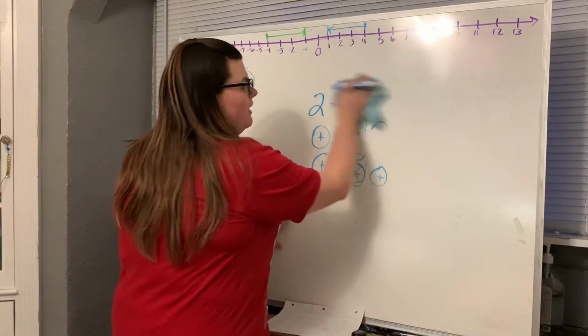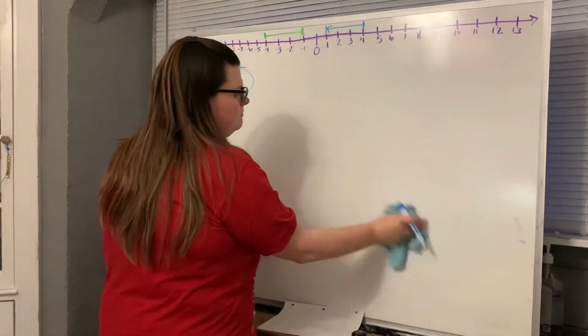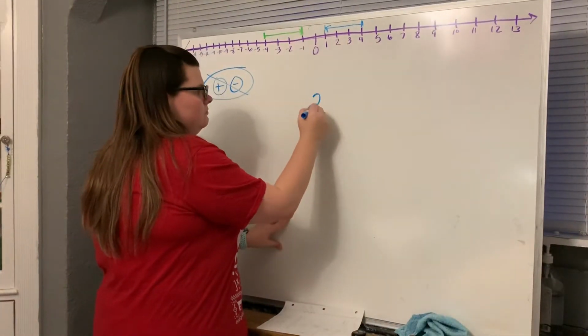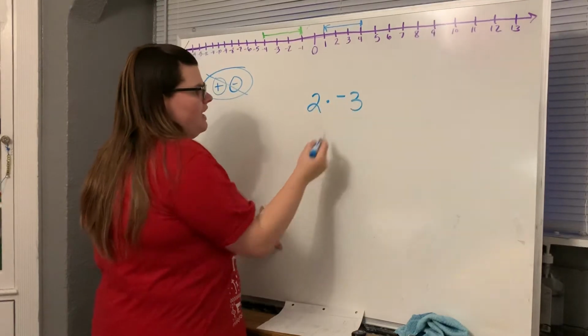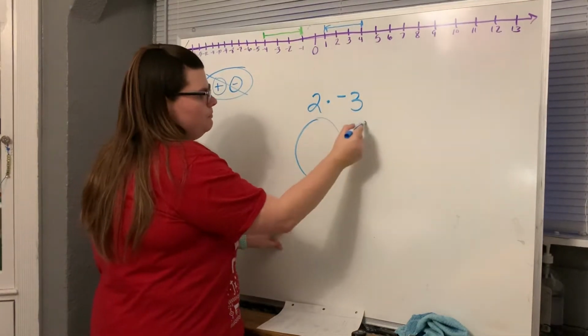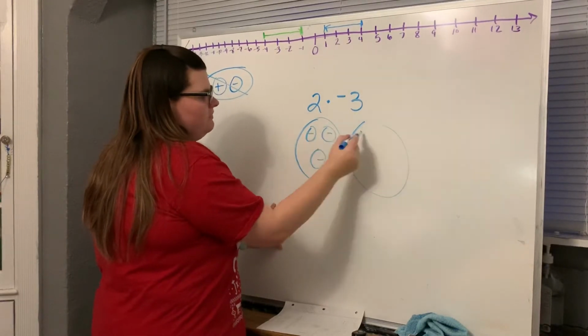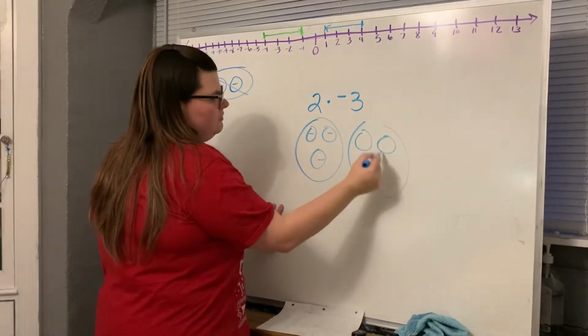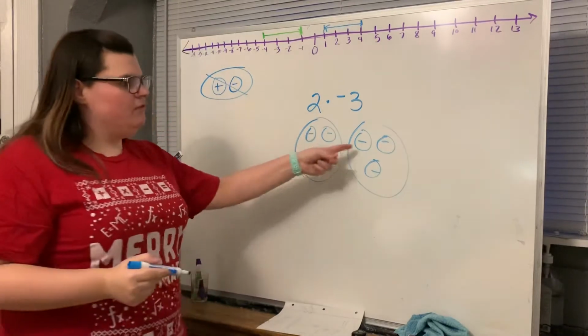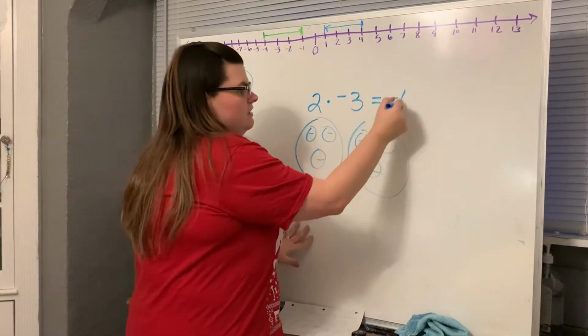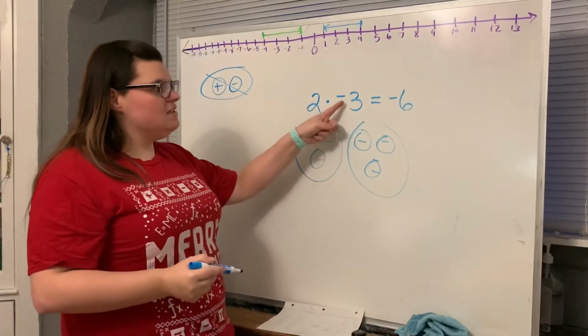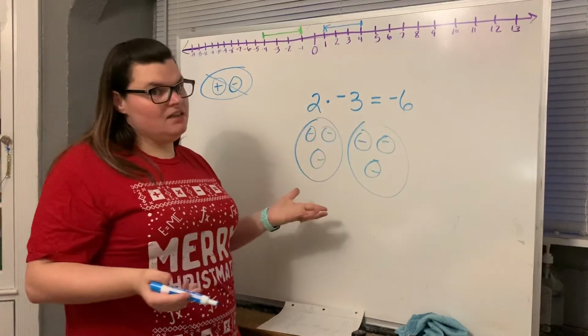Multiplication works the same way. 2 times -3 means I have 2 groups with 3 negatives in each. 1, 2, 3, 4, 5, 6. So I have 6 negatives. Well, 2 times 3 is 6. A positive times a negative is a negative. Okay?